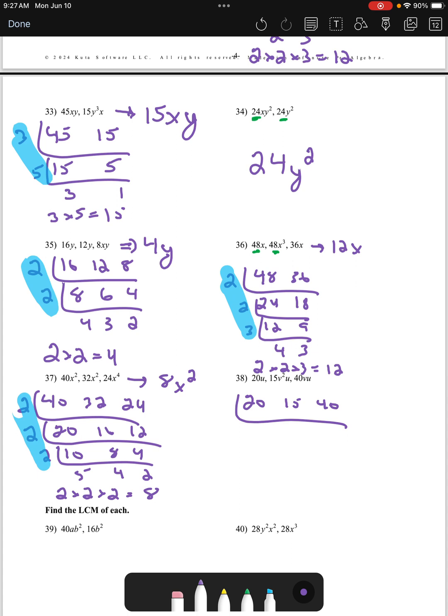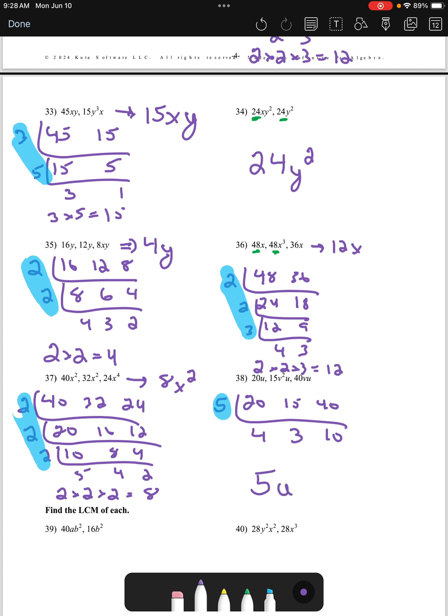Finally, number 38, we have 20, 15, and 40 inside. Let's see, these are not all even. They will not all divide by 3, but they will all divide by 5. Giving me 4, and 3, and 10. And again, it's GCF, so I don't care about the 4 and the 10 underneath. All that matters is the 5.